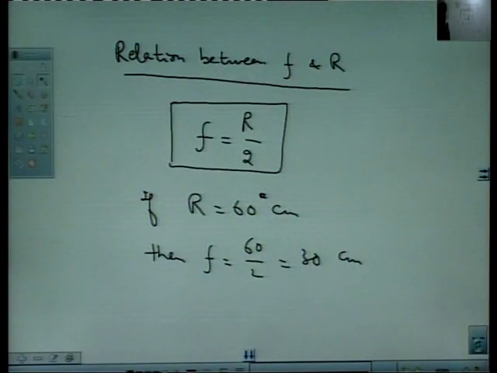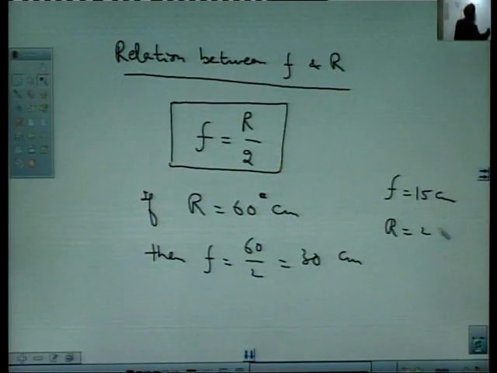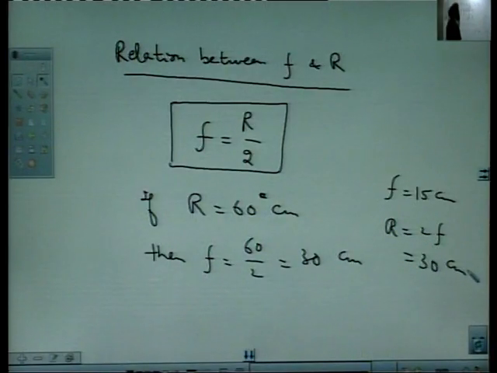Whenever we are given radius of curvature, we can find focal length. If we are given focal length, we can find the radius of curvature. Suppose focal length is 15 centimeter, then r will be 2 times f, that is equal to 30 centimeter. This relation is very important when radius of curvature and focal length are given.